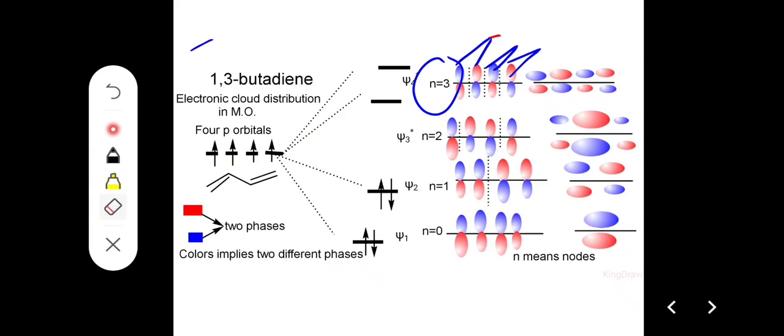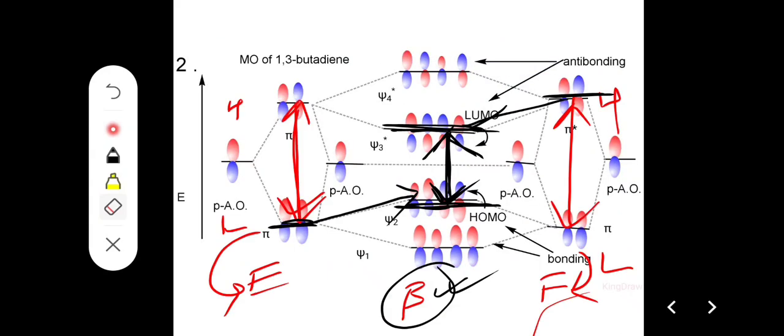Now consider that the combination of two ethylene molecules gives butadiene. In this way we see that the HOMO-LUMO gap of ethylene is larger than the HOMO-LUMO gap of butadiene, because the HOMO is increased in energy for butadiene and the LUMO is decreased in energy. So the overall energy gap decreases if we compare butadiene with ethylene. So when conjugation increases, the HOMO-LUMO gap decreases.